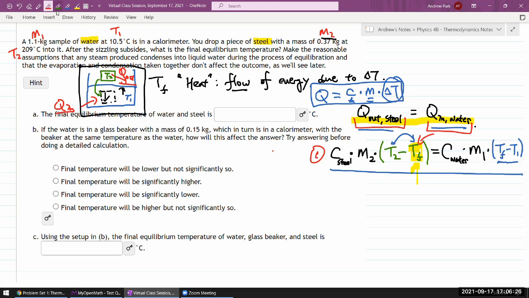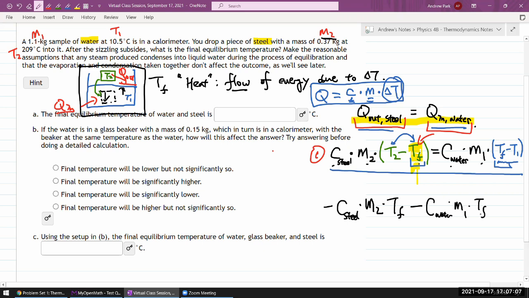I'll just go through this relatively quickly. So what I'm going to do is first try to collect like terms. I'm going to try to put together all the terms with the T final on the left hand side. So that means I have these multiplied together: minus c steel times m2 times T final. And I have this T final term here that I'm going to move over to the left. And when I do that, I get a minus sign. So minus c m1 T final, c water times m1 times T final.